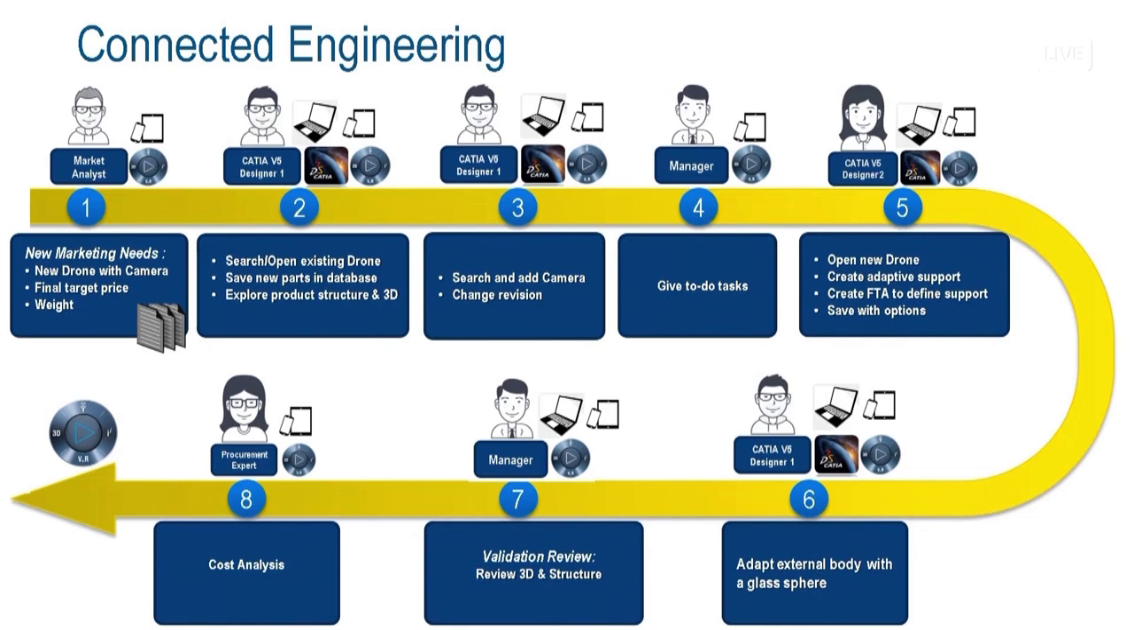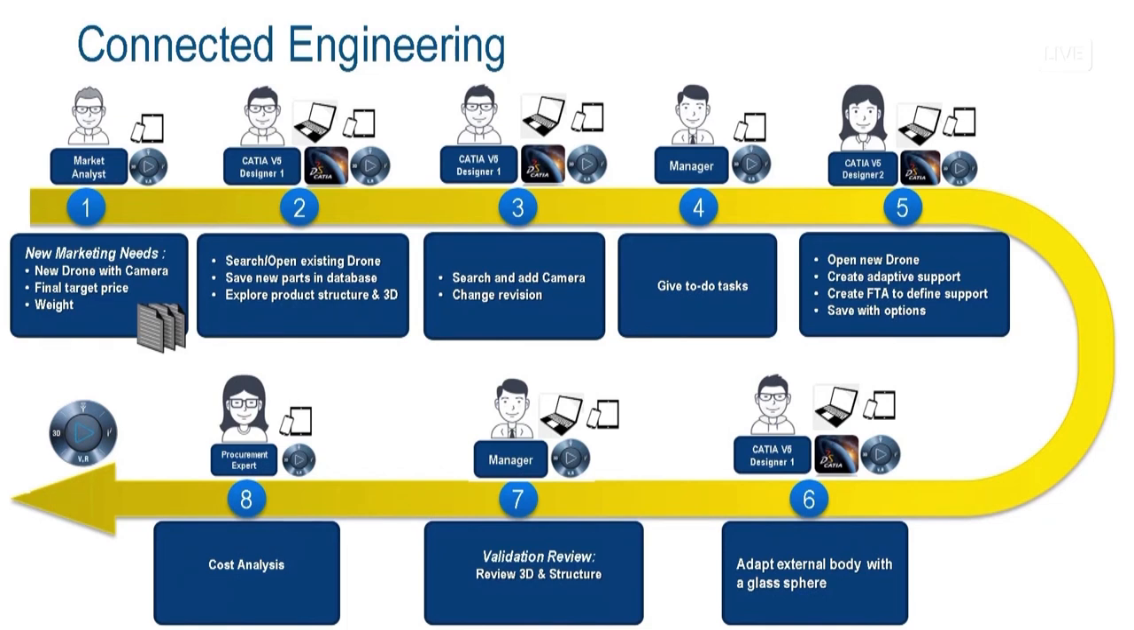We'll show an 8-step process involving multiple roles. These people have different needs and skills. Step 1, the market analyst wants to explain some requirements and share some ideas. Step 2, the CATIA V5 designer starts to work on the 3D data, respecting what the market analyst has explained. He begins with an existing design and shares this data with everyone. In step 3, the designer adds the camera and creates a new revision of the product.